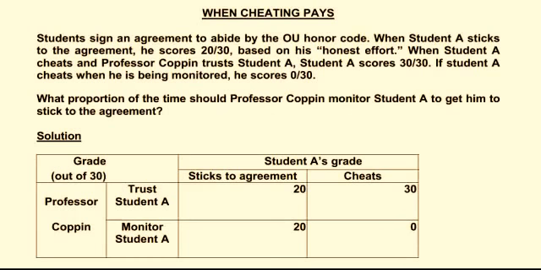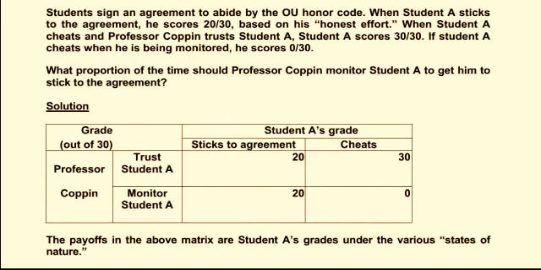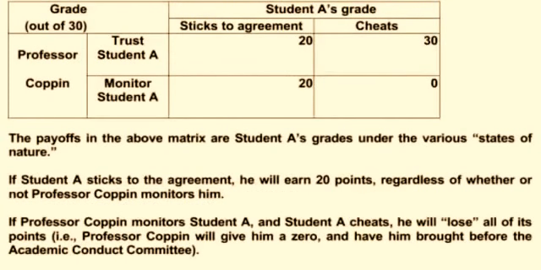The question is, what proportion of the time should the professor monitor the student to get him to stick to the agreement? The numbers you see in this payoff matrix are the scores that the student attains under the various states of nature. Let us assume that 20 out of 30 is sufficient to obtain a passing score. The student can cheat and obtain an A grade, or alternatively, when he cheats, he can obtain an F. So the student's possible outcomes are to be honest and earn a C, or to cheat and either obtain an A or an F.